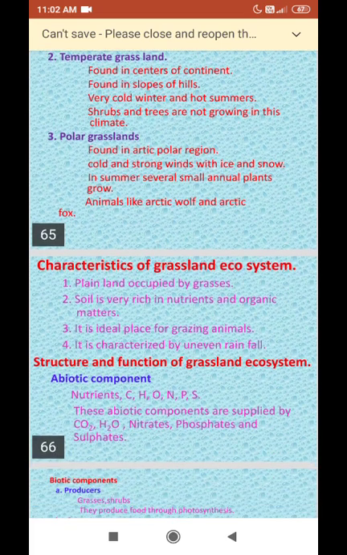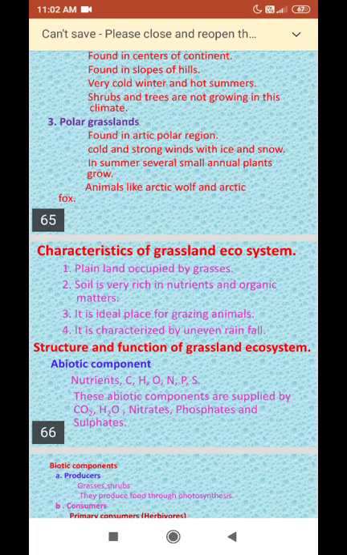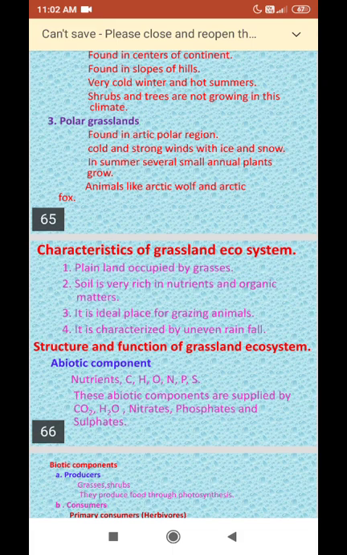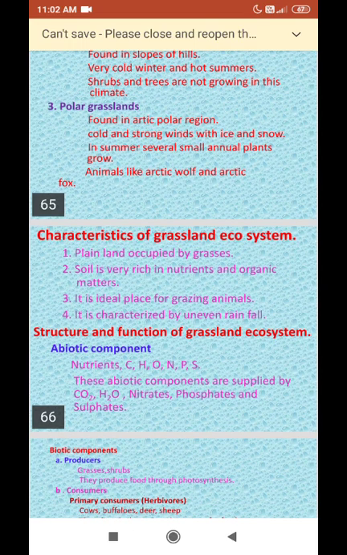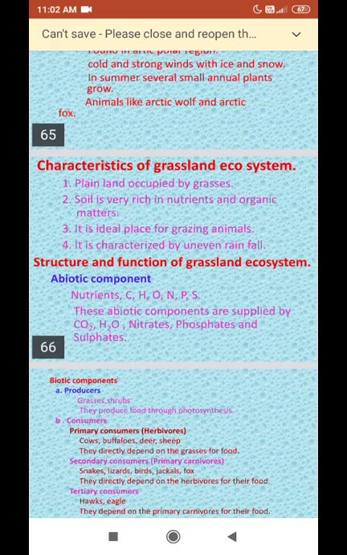And then third one is the polar grassland. It can be found in the Arctic polar region. There will be cold and strong winds with ice and snow in the polar grassland. In summer, several small annual plants grow there. Then animals like the Arctic fox will be there in the polar grassland.